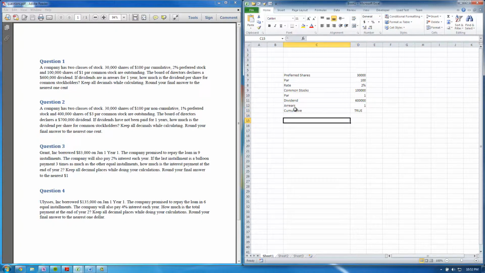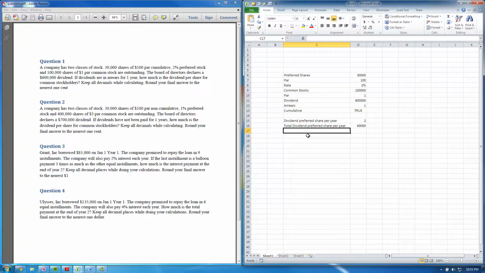Now that we have all our variables in, we're going to start doing calculations one by one. So to start off with, we're going to find out how much the dividend is for the preferred shares in just a single year. So this is going to be equal to the par times the rate. Now that's for a single share. We want to know the total shares so that we can end up finding how much these common stockholders get. So we're going to do the total. Now this is going to be equal to the amount per share times the total number of shares.